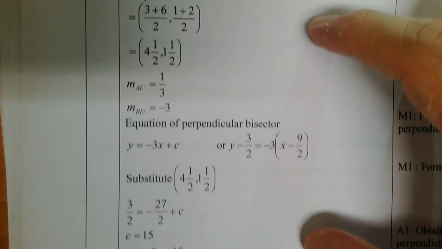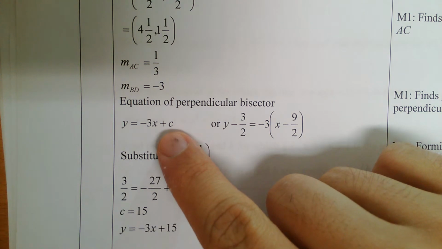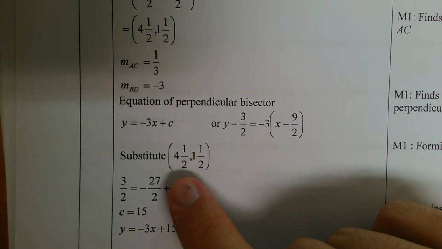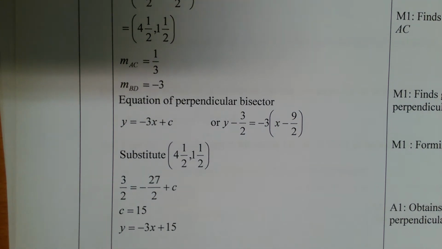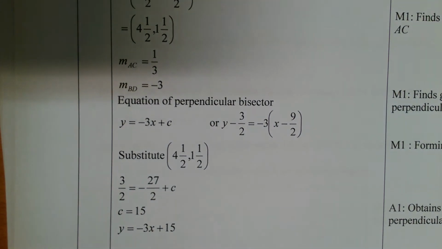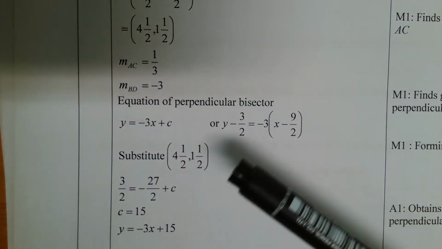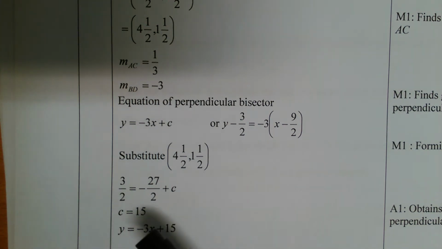We put it into the equation. There are two ways to do this. One is we say y equals -3x plus c, where the gradient is -3. We substitute a point. In this case, we use 4.5, 1.5, which is the midpoint of AC. Some of you, as I said, actually know that the perpendicular bisector will pass through the vertex B, the point B, because it's an isosceles triangle. So if you substituted 4, 3 over here, you have worked it out as well. You have found that the value of c is 15.